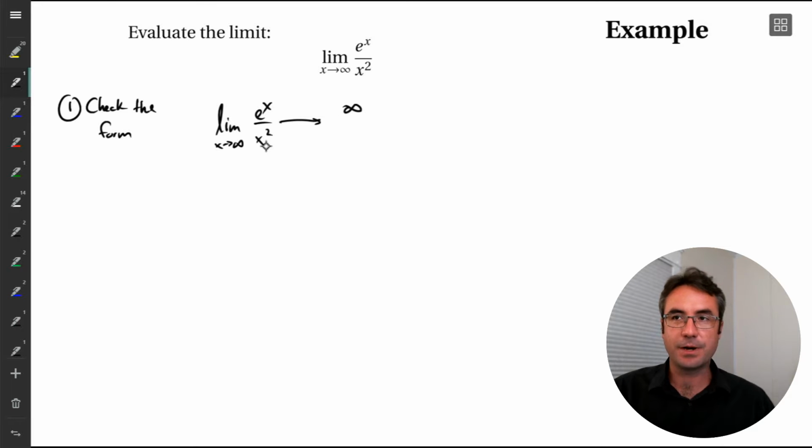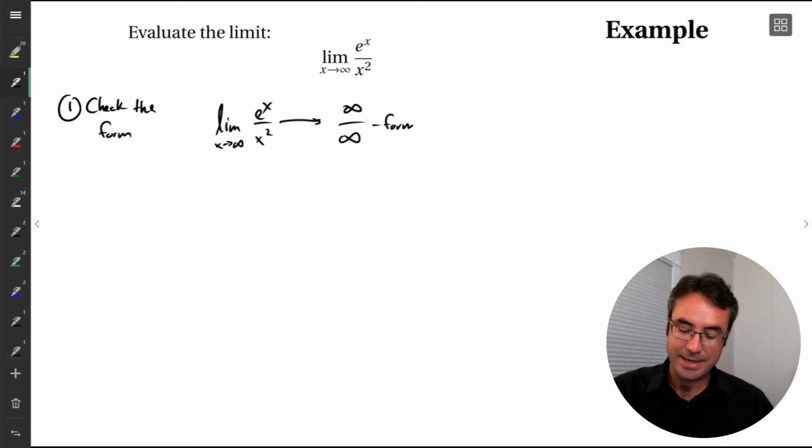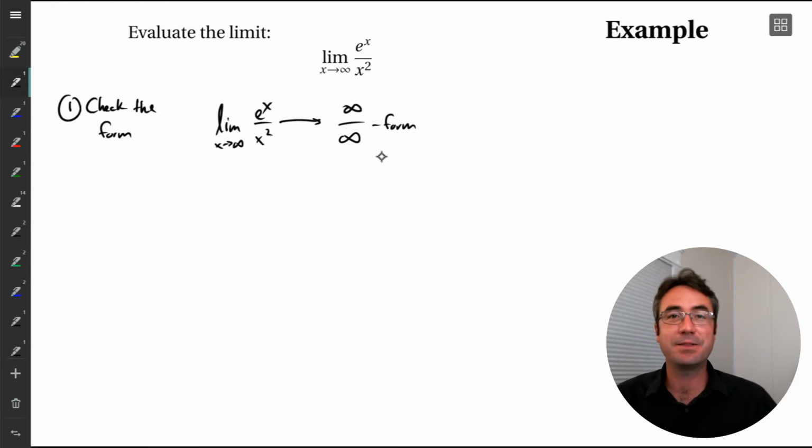Now, what about the x squared? So then we look at the x squared down there. Again, x is getting really large positive, so that means x squared is also going to get really large positive. And so we end up with this infinity over infinity form. It's indeterminate, so it's not the answer. We can't say what this limit is doing just by looking at infinity over infinity.